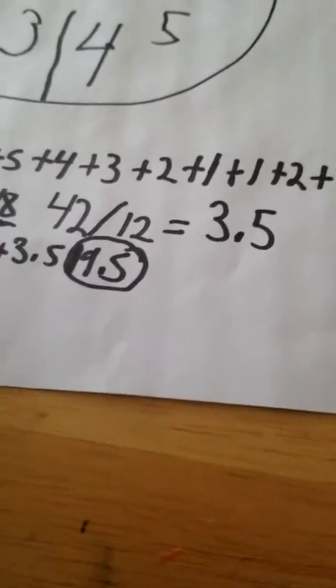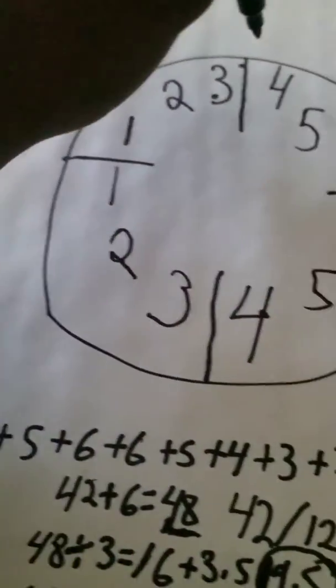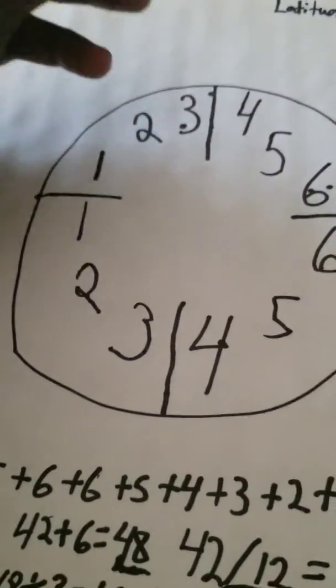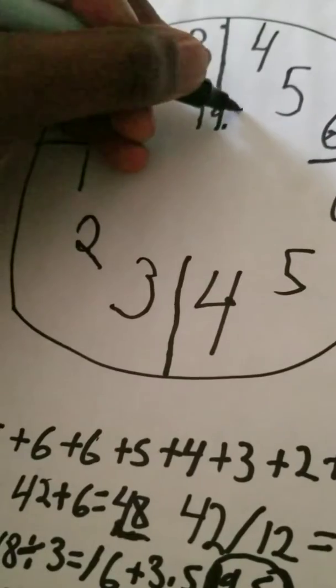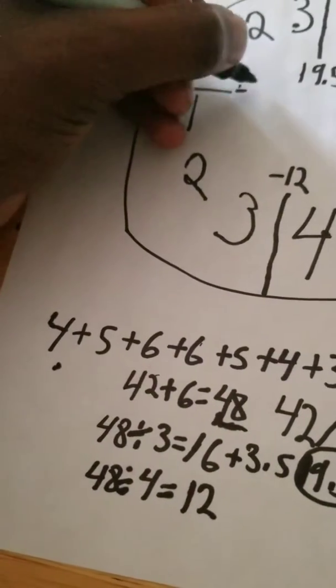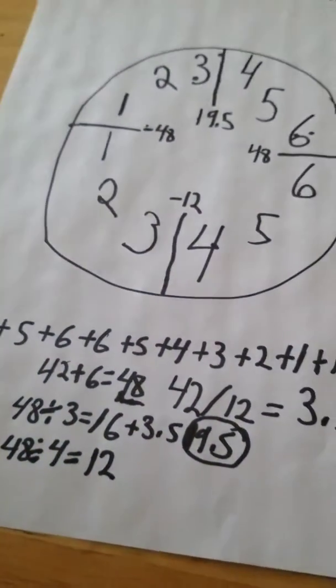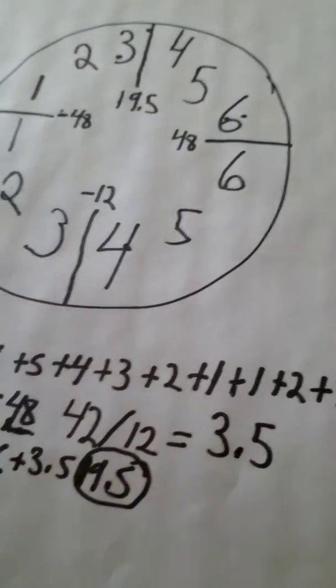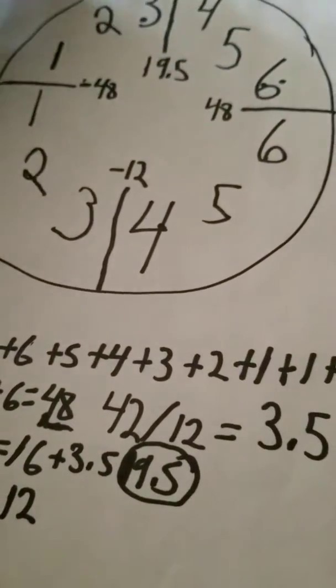Next step. Let's plug all these numbers in these division of days into their proper format for the division of days. So this is 19.5, 48, negative 12, and negative 48. Spring and summer are positive. Autumn and winter are negative. So that's the same thing. It's going to work right here.